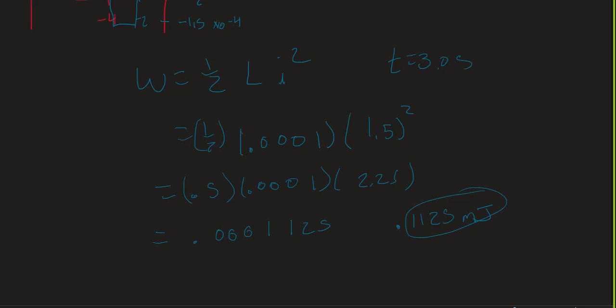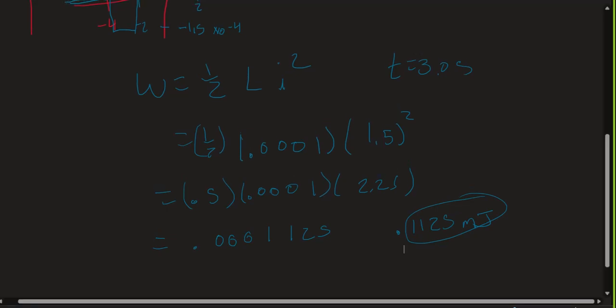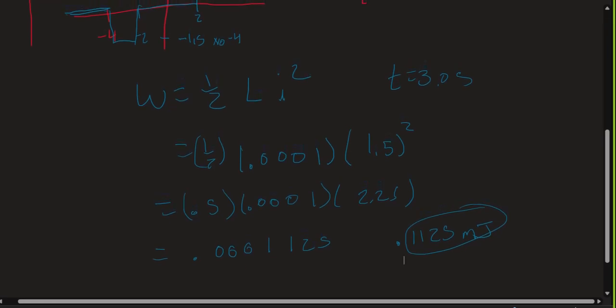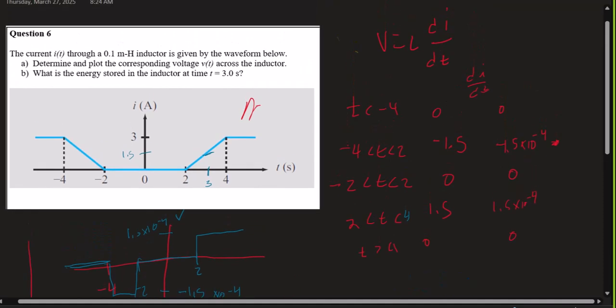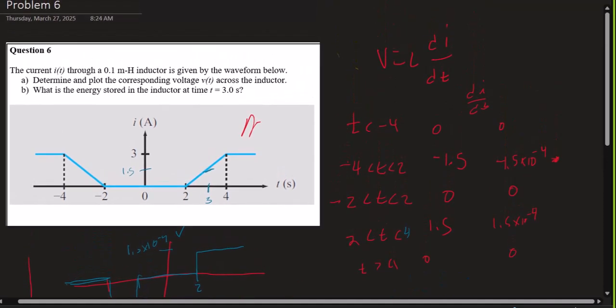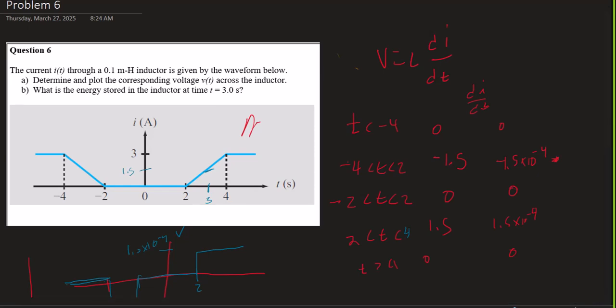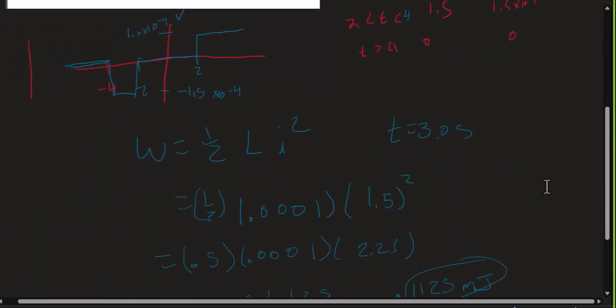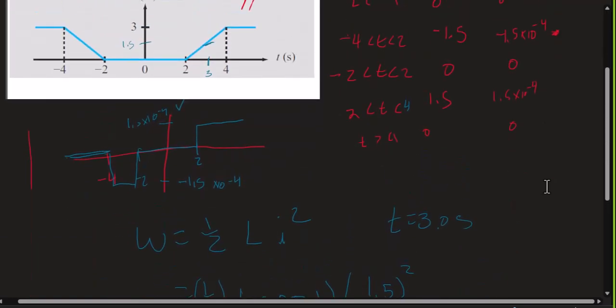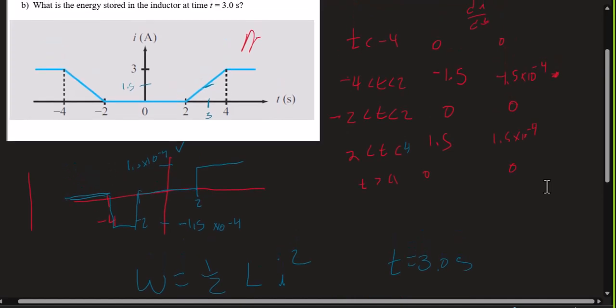So how does it go from 1.5 to 1.5 times 10 to the negative 4? Because I multiplied by L, which was 0.1 milli. Oh, okay. It makes sense now? Okay. Any other questions?